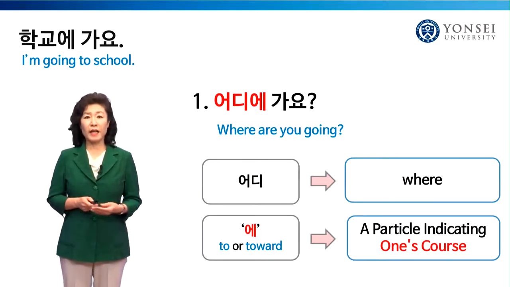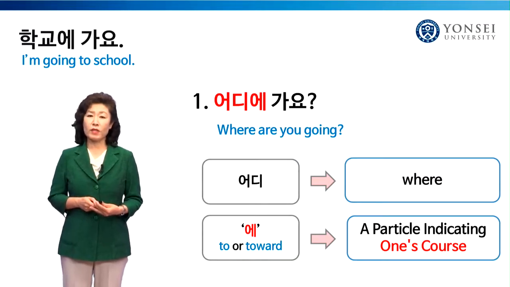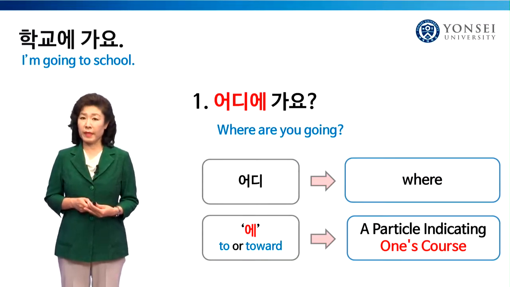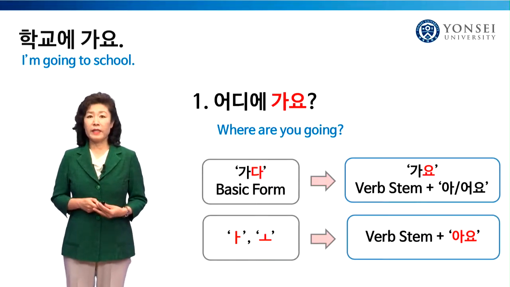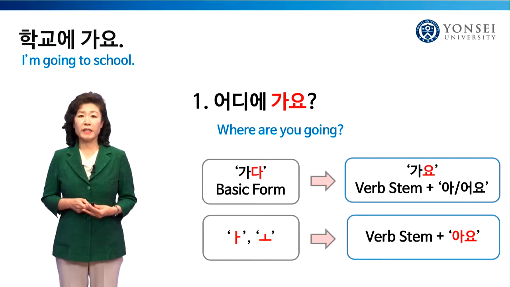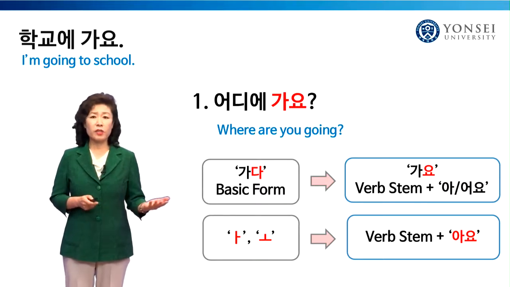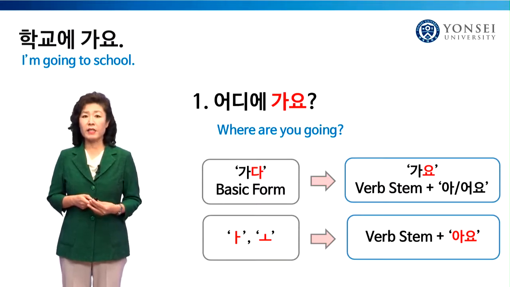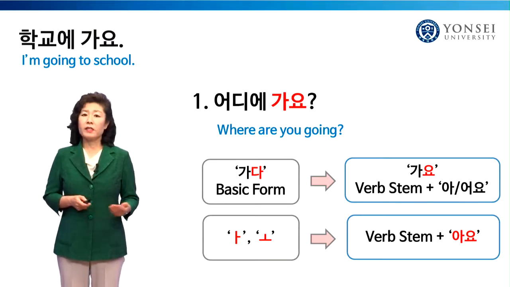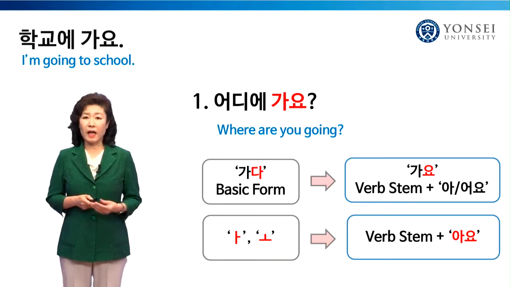어디 of 어디에 가요 means where. 에 is a particle indicating one's course or direction toward a place. 가다 of 가요 is the basic form of the verb, and in Korean sentences, you don't just use the basic form, but change the verb stem accordingly, as I mentioned earlier. The stem in 가다 is 가. You have to use the ending 아요 or 어요 in a predicate sentence to change it.